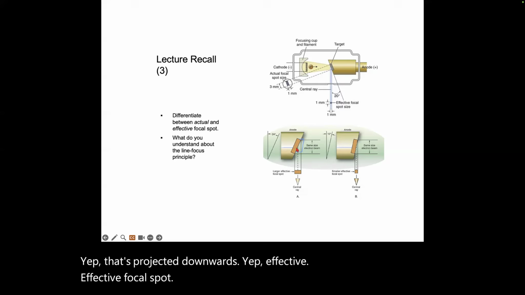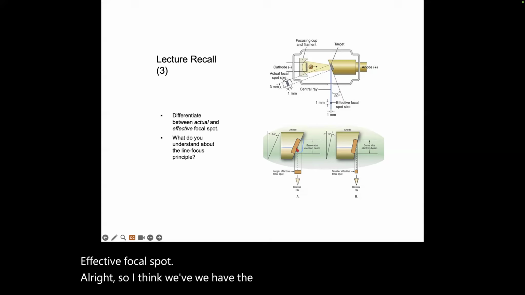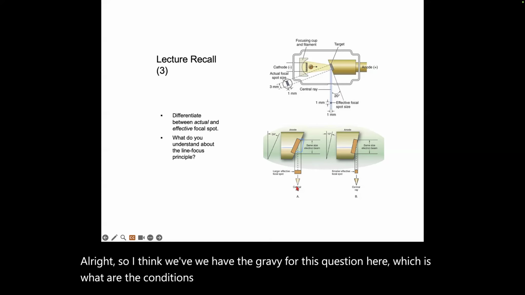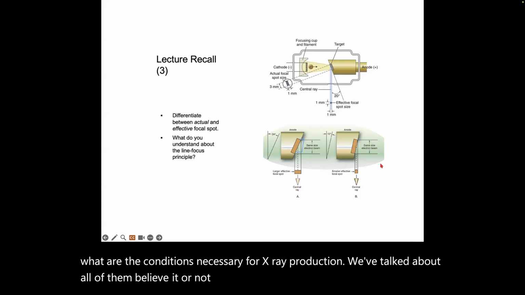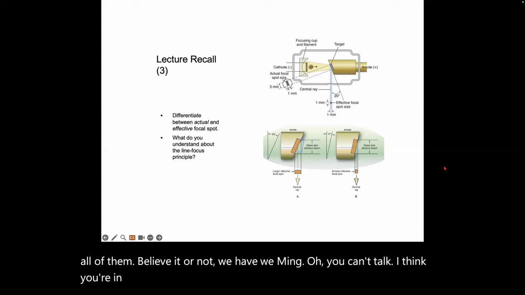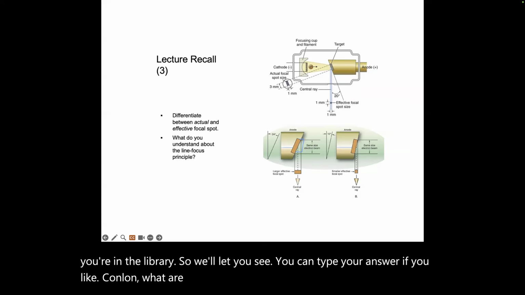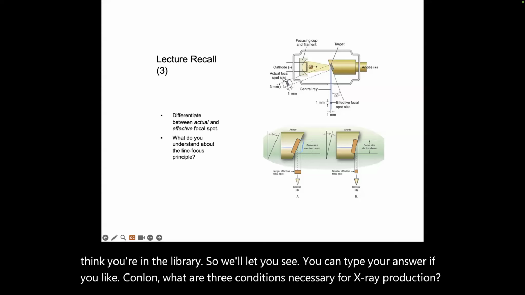All right. So I think we have the gravy for this question here, which is what are the conditions necessary for X-ray production? Now, we've talked about all of them, believe it or not. Ming, oh, you can't talk. I think you're in the library, so we'll let you stay. You can type your answer if you like. Conlon, what are three conditions necessary for X-ray production?